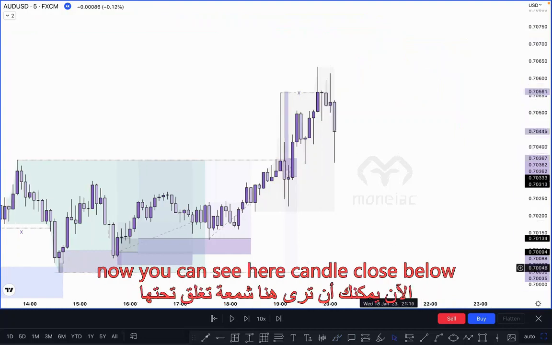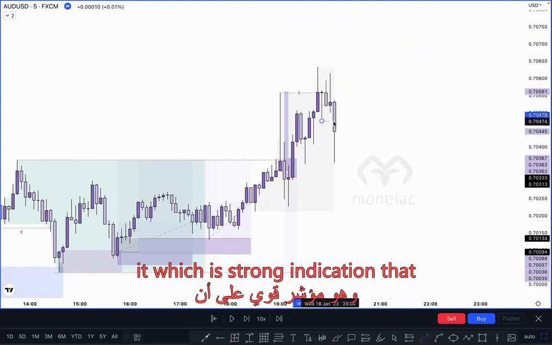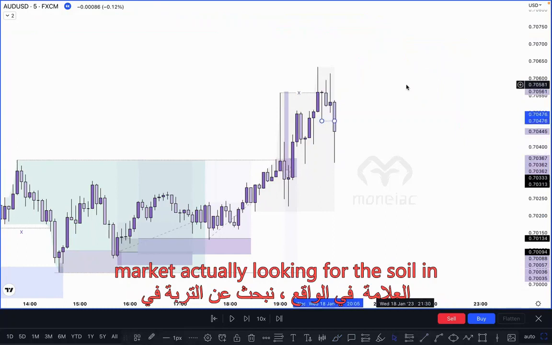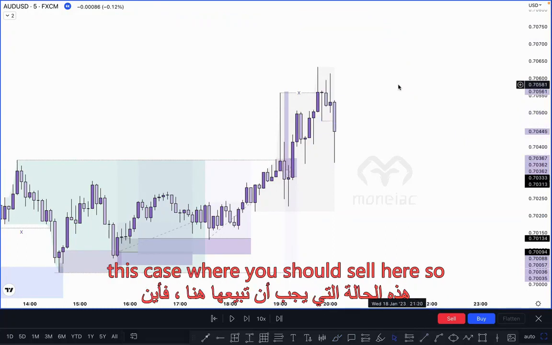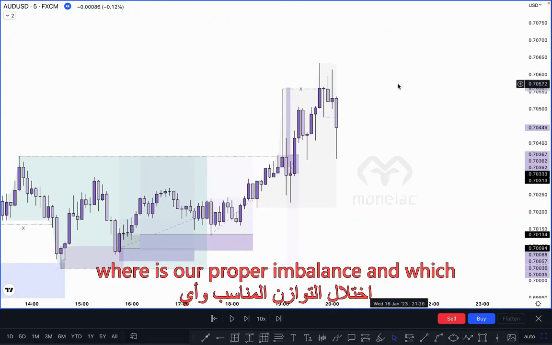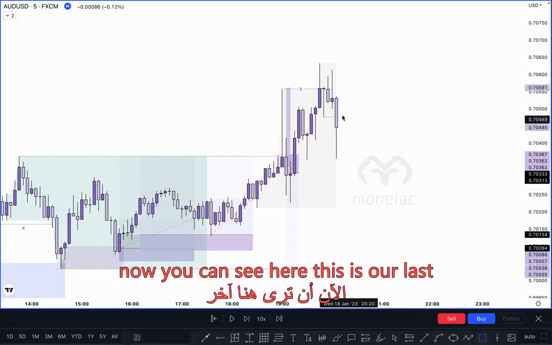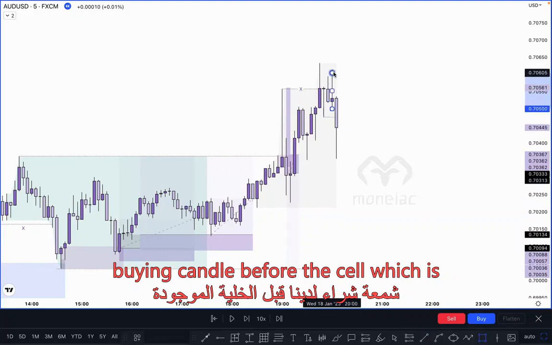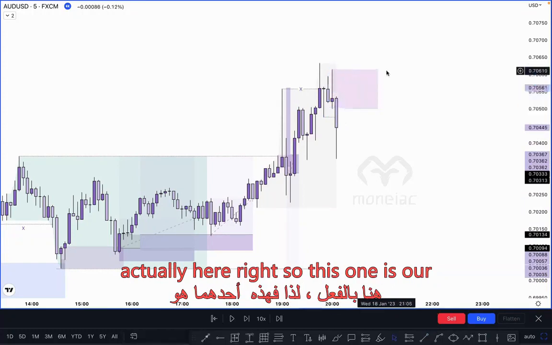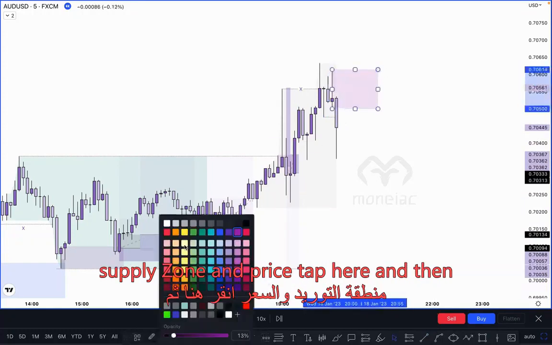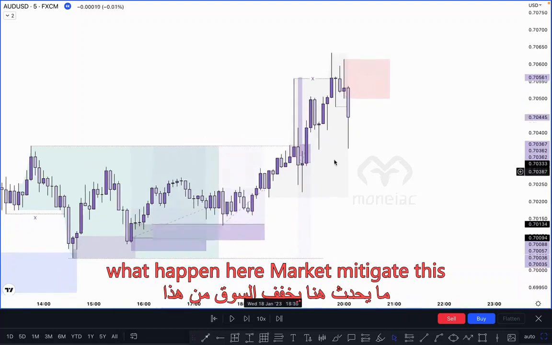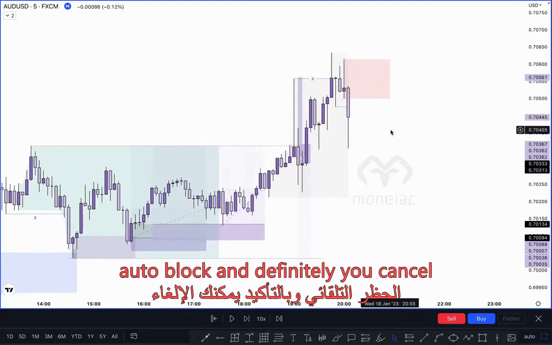Now you can see here the candle closed below it, which is a strong indication that the market is actually looking for the sell. In this case, where should you sell? So where is our proper imbalance and which candle took out the liquidity? Right now you can see this is our last buying candle before the sell, which is actually here, right? So this one is our supply zone and price taps here. And then what happened here? The market mitigated this order block and definitely you can sell here.